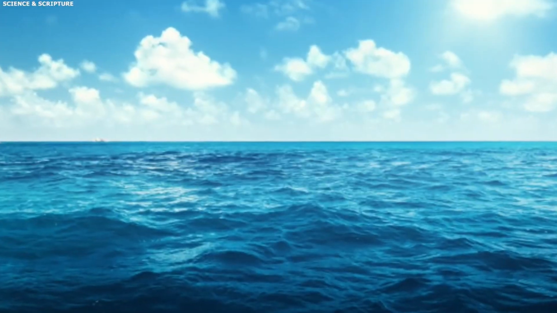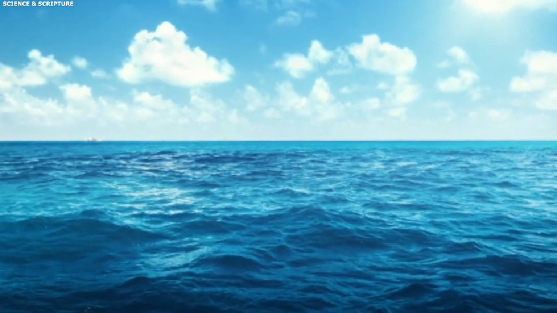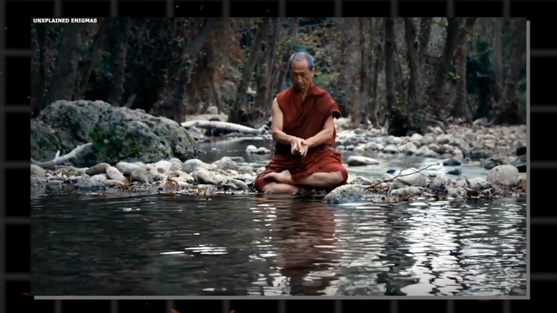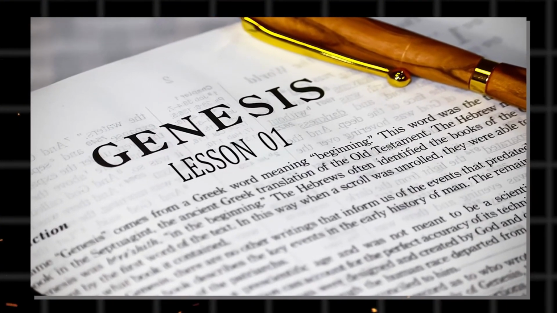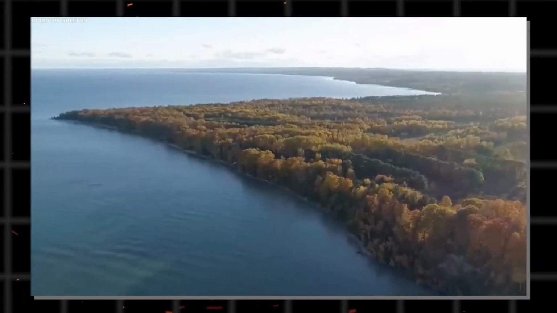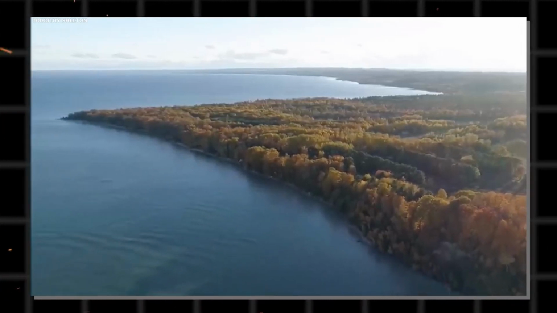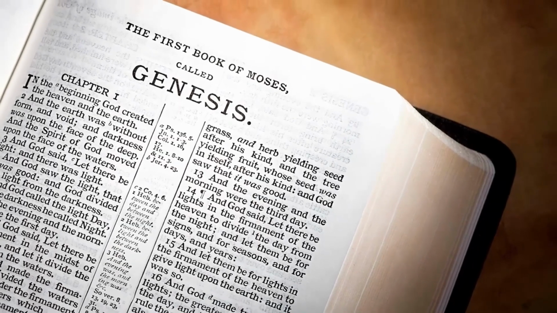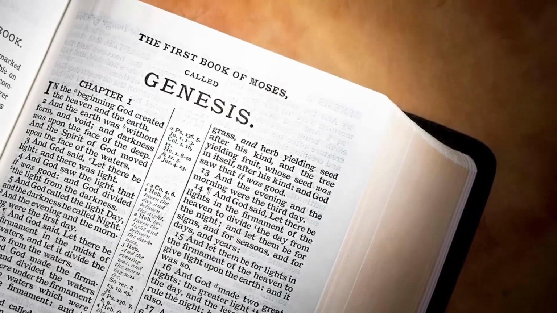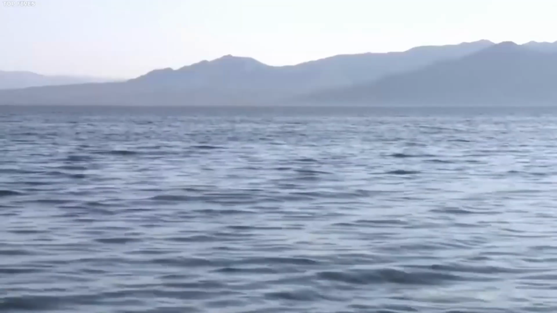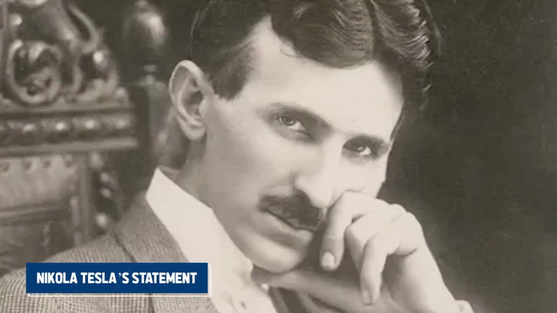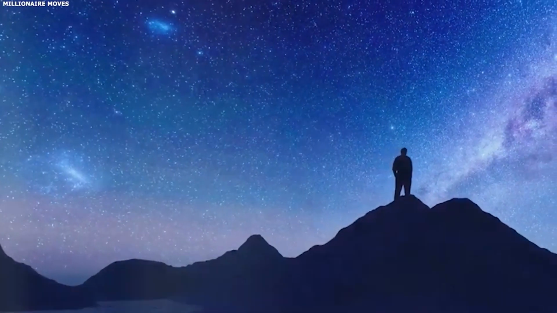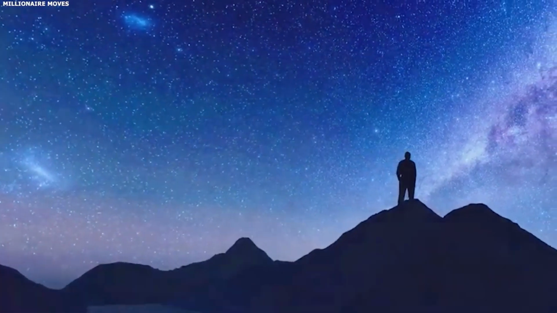Water has always been regarded as one of the most important and mysterious elements, not just in science, but also in religion and philosophy. In spiritual texts, like the Bible's Genesis, water is described as the key element in the creation of the universe. Genesis chapter 1 verse 2 states, "The Spirit of God moved upon the face of the waters," showing the role of water in the beginning of life. Nikola Tesla's statement that "the Spirit of God is not what you think" connects deeply to this concept.